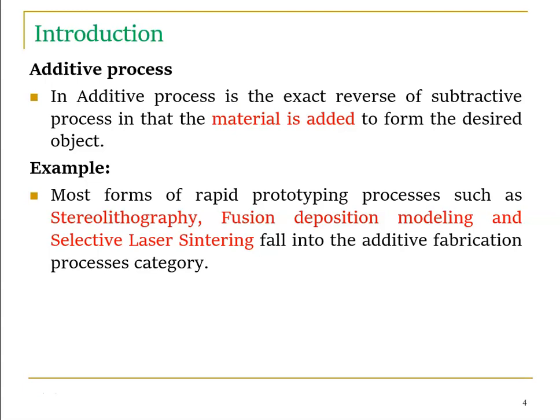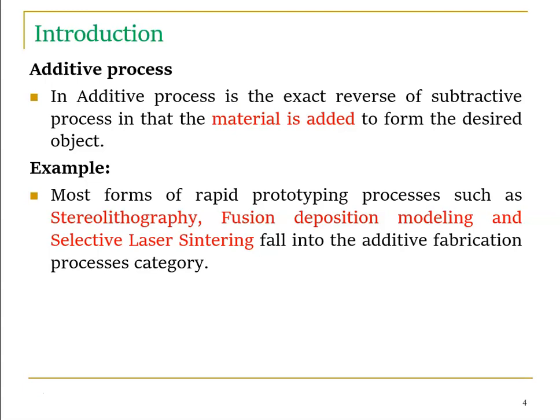Additive process is the exact reverse of subtractive process in that the material is added to form the desired objects, right? For example, if you do lathe, you have a cylindrical rod of diameter of 10 mm. If you want to reduce the diameter, you need to remove the material, right? So it's the material removal. Additive is opposite to the metal removal. So if you want an 8 mm cylindrical rod, it will start with a 1 mm cylindrical rod, and the metal is added up to 8 mm. So it is a reverse of subtractive process, right?